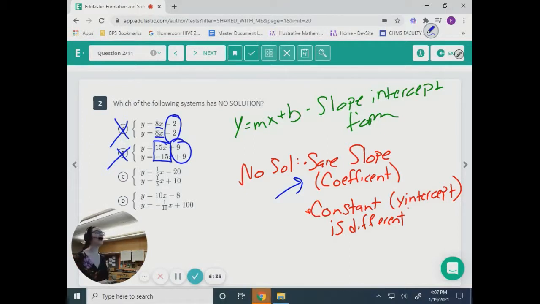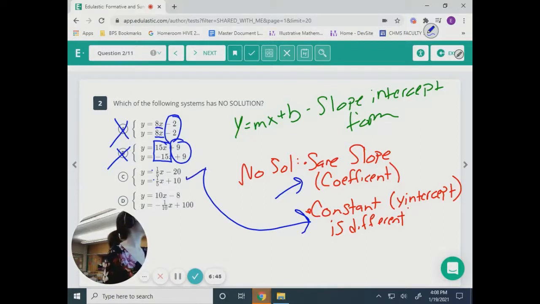Now, if we look at C, we have our slope of 1/5. We have our slope of 1/5. Ooh, we're good. We're halfway there. Now, it needs to have the different constant. If we look at this guy here, does it have different constants? I have y-intercepts of negative 20 and positive 10. Those are different. So this is going to be our guy.